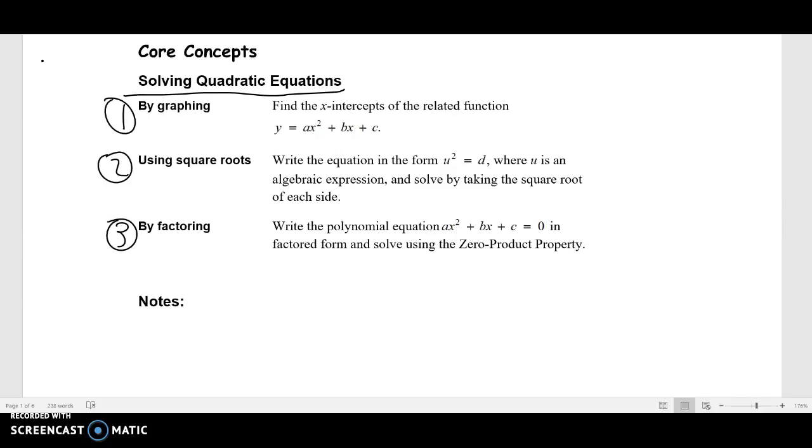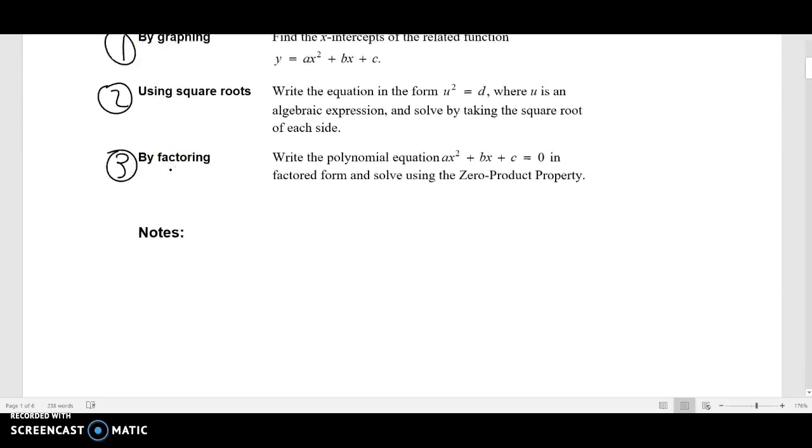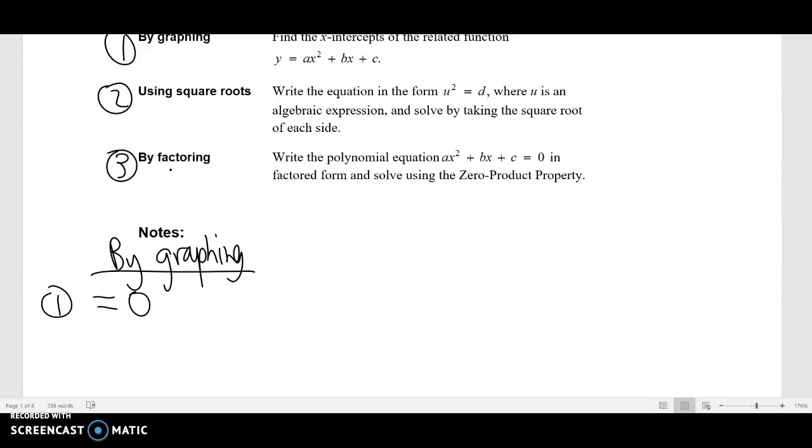I'm going to take notes on each of these sections, and I want you to write these down in your journal. So, by graphing, we always want to have the equation equal to 0. And you'll see what I mean by that when we do an example. Then, we want to plug it into y equals on the calculator.